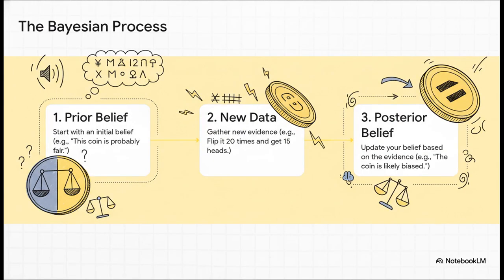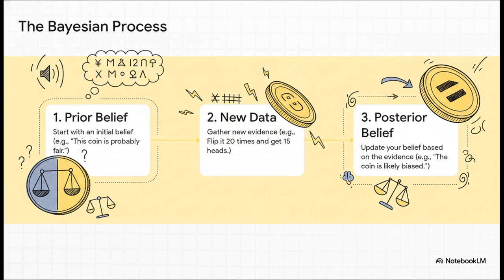Let's make this super simple with a coin flip. Okay, step 1. You start with a prior belief. Before you even flip the coin, you figure it's probably fair, right? A 50-50 chance. Step 2, you gather new data. You flip it 20 times, and whoa, you get 15 heads. That's unexpected. That's your evidence.